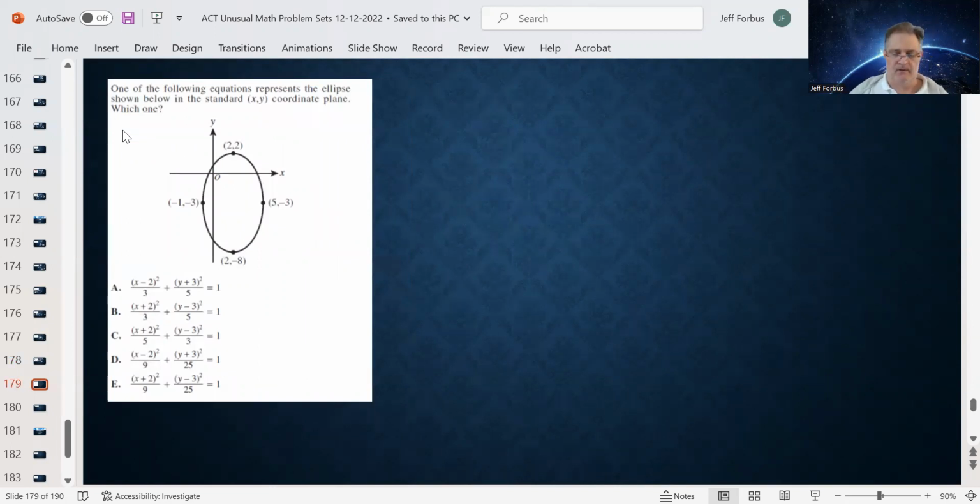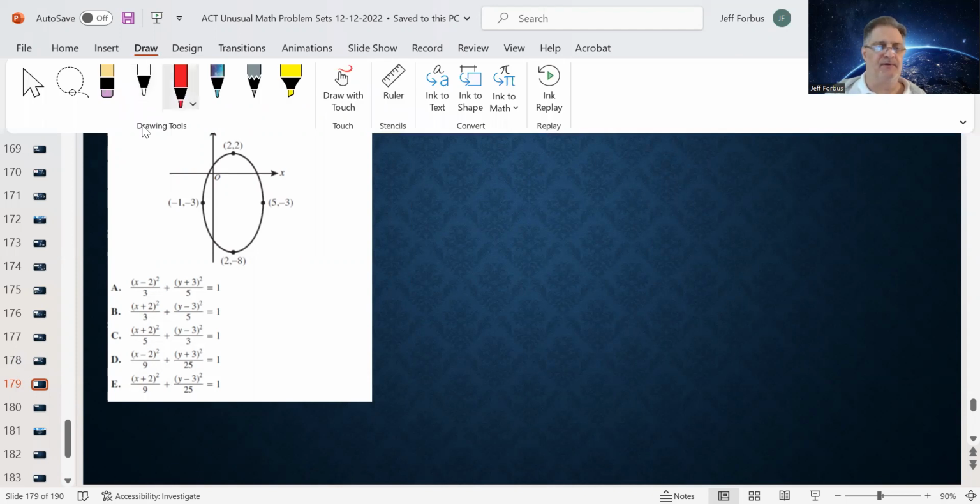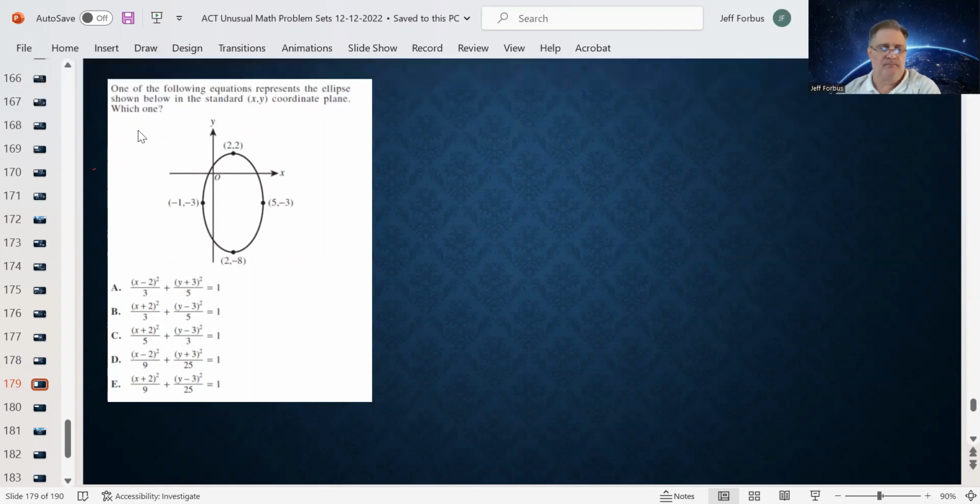So the next question is an ellipse. What I'm going to do is change to a red pen color again because I want to write some information on the figure. You always want to know where the center is. So the center is going to be 2, negative 3. Now the question says, one of the following equations represents the ellipse shown below. Which one is it?